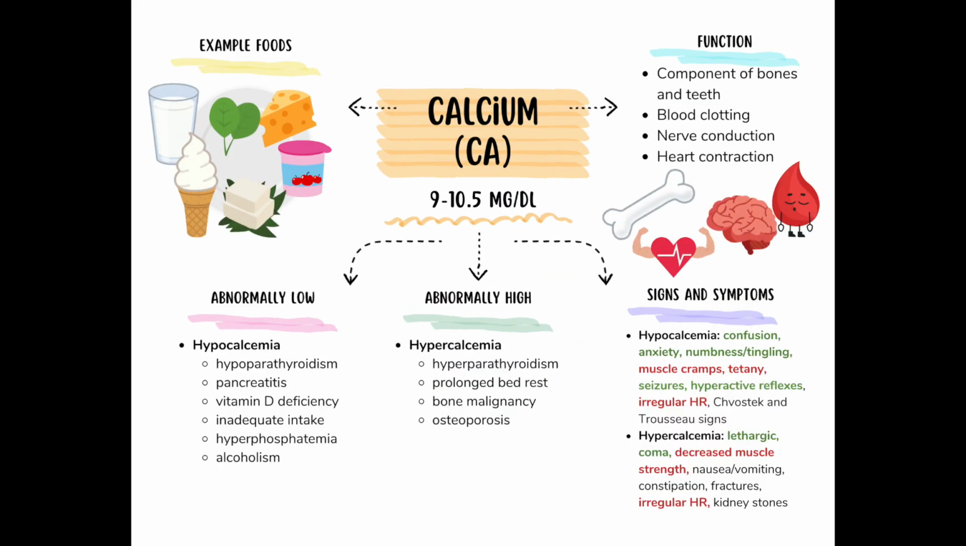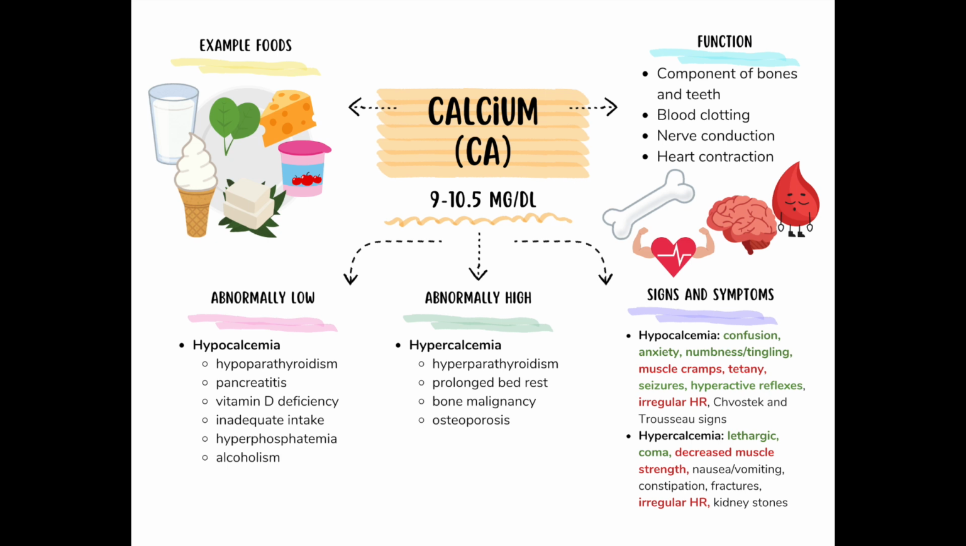The next electrolyte is calcium, abbreviated Ca. The normal range is 9 to 10.5. The function of calcium is that it's a component of our bones and teeth, which is what we usually think of when we hear calcium, right? Bone strength. But it also contributes to our blood clotting, nerve conduction, and heart contraction. So we'll see how this affects our nerves and our heart and bleeding as well.